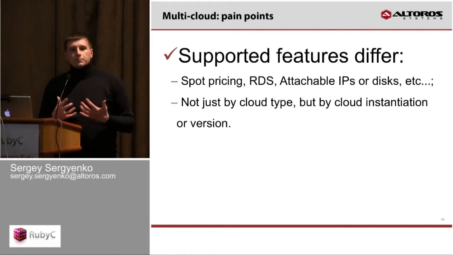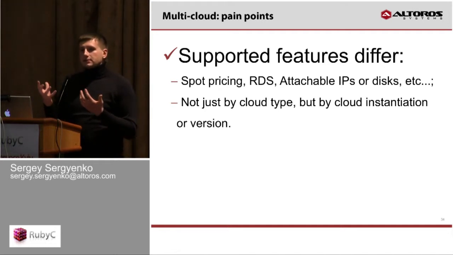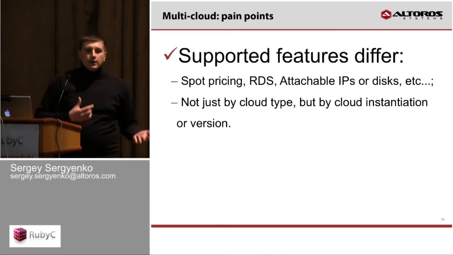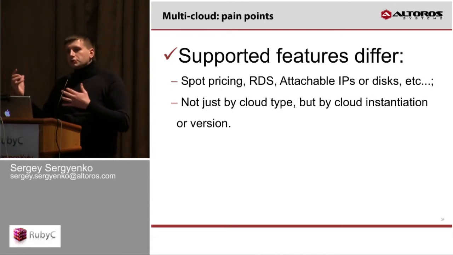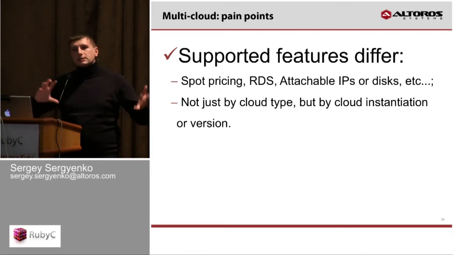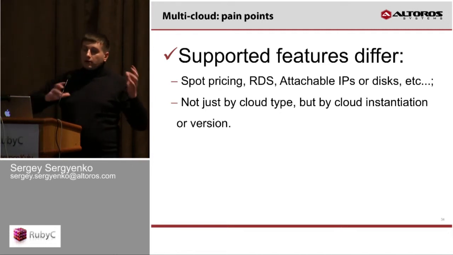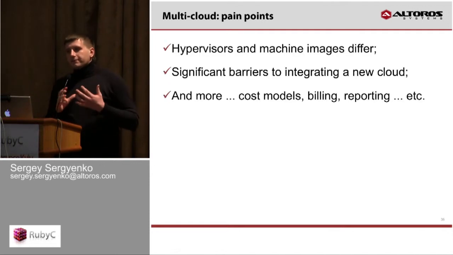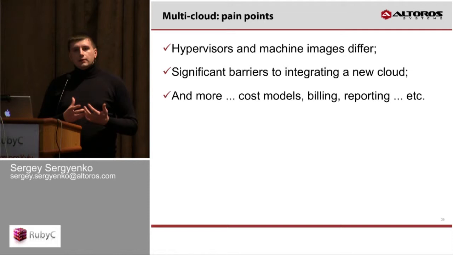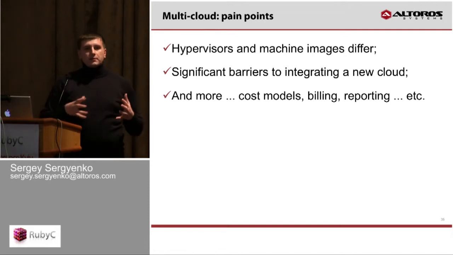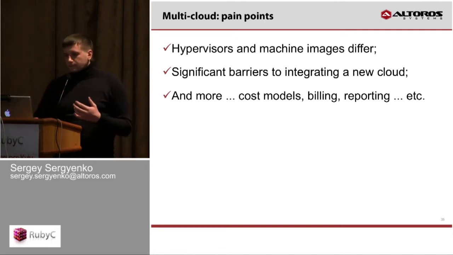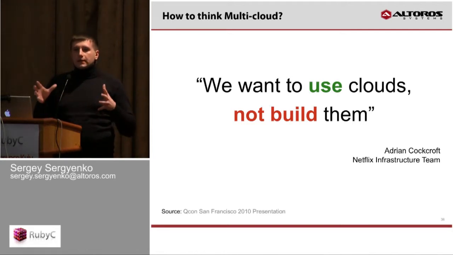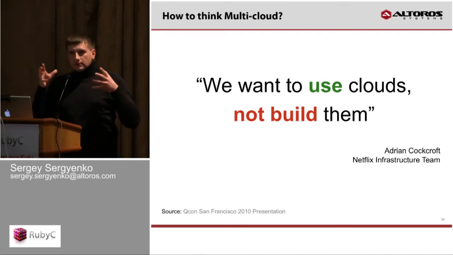Different features that cloud providers give us. Some of them give us options to use EBS snapshots, some of them not. Some of them give us options to use load balancing or monitoring stuff, or do some black magic, some others not. And we don't need to avoid it. We can use all these benefits from different clouds in the same manner. A good phrase here is: we want to use clouds, but not build them. And it's true.